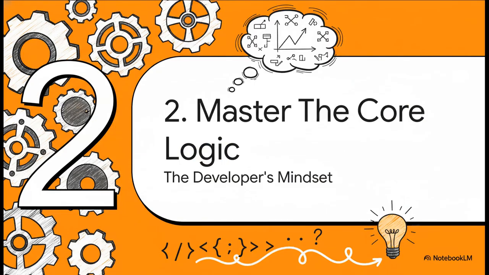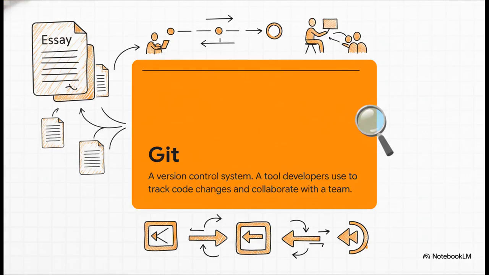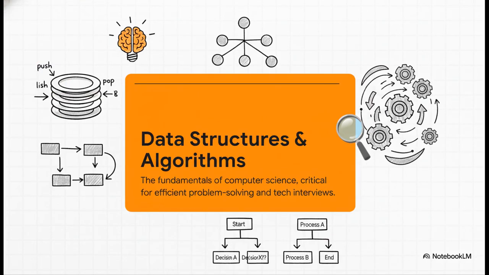Okay, so once you've picked your language, it's time to learn the core concepts that apply to all programming. This isn't about code anymore. This is about forging that developer's mindset. First up is Git. Okay, imagine you're writing a massive paper with a bunch of friends. How do you keep track of who changed what? And what if you need to go back to an older version because someone messed up? Well, that's exactly what Git does for code. It's non-negotiable for teamwork.